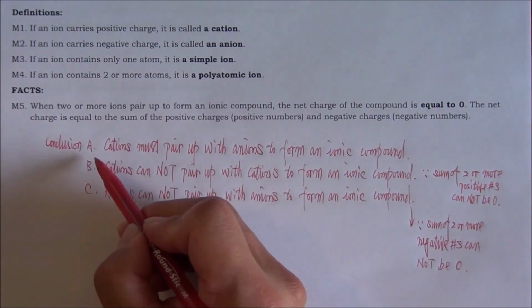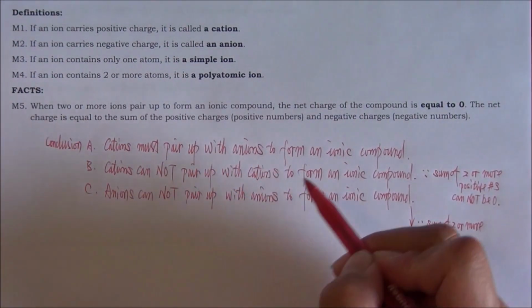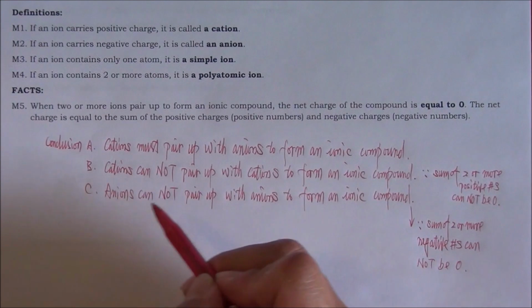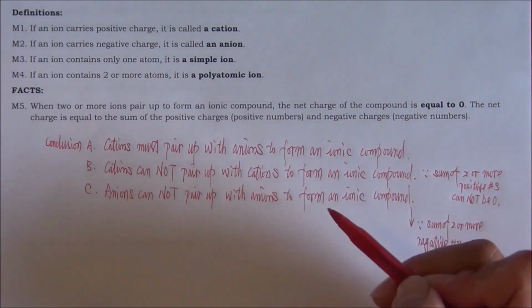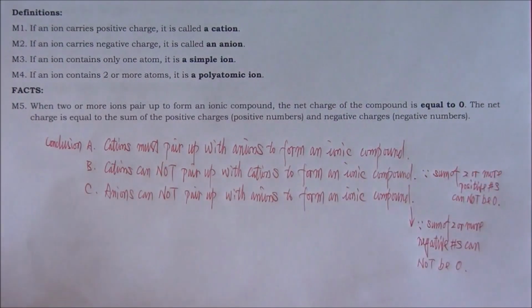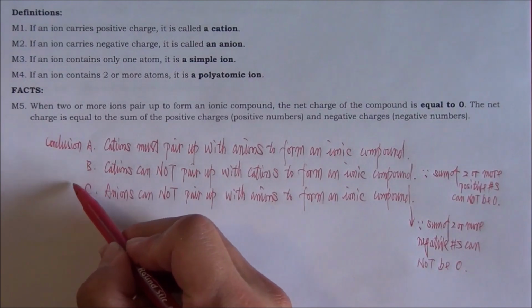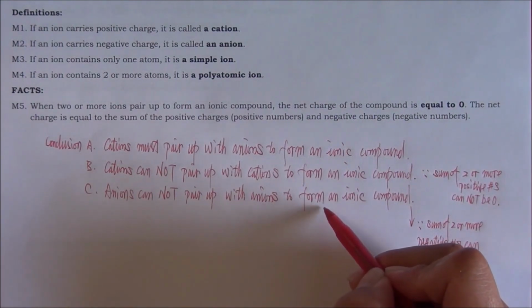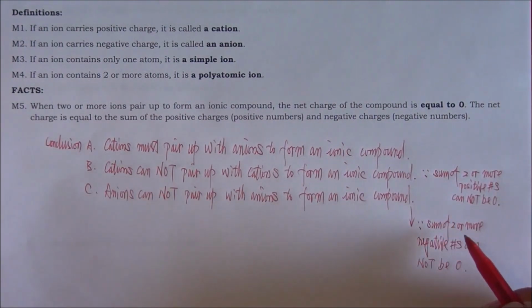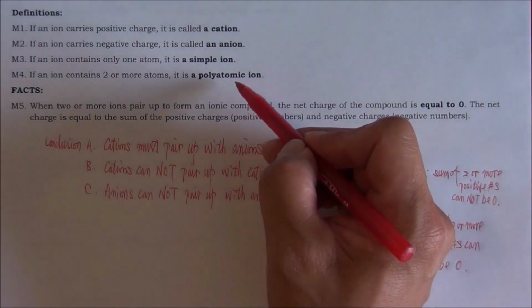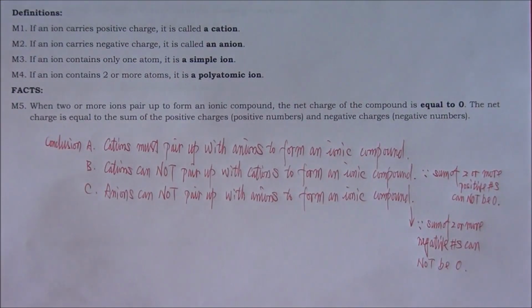Conclusion A. Cations must pair up with anions to form an ionic compound. Conclusion B. Cations cannot pair up with cations to form an ionic compound because the sum of 2 or more positive numbers cannot be equal to 0. Conclusion C. Anions cannot pair up with anions to form an ionic compound because the sum of 2 or more negative numbers cannot be 0. When you write down the chemical formula of an ionic compound, generally you need to put down the cations before the anions.